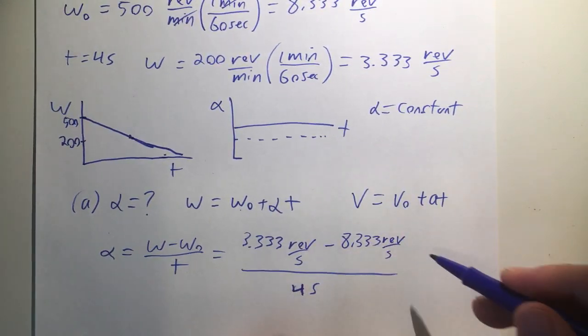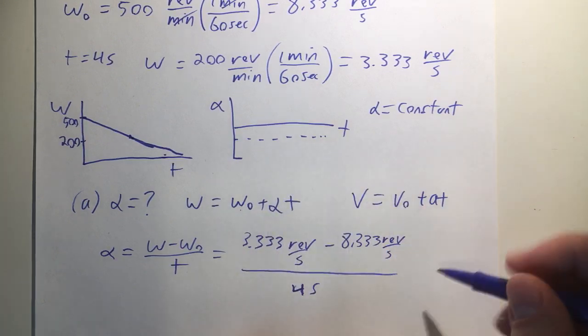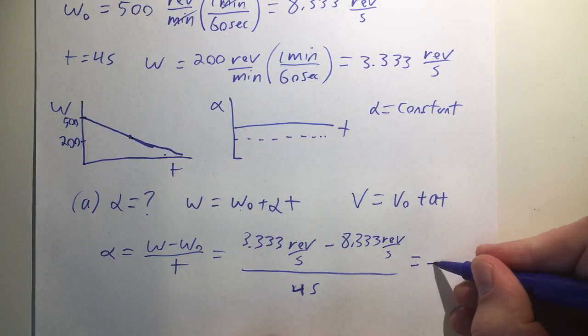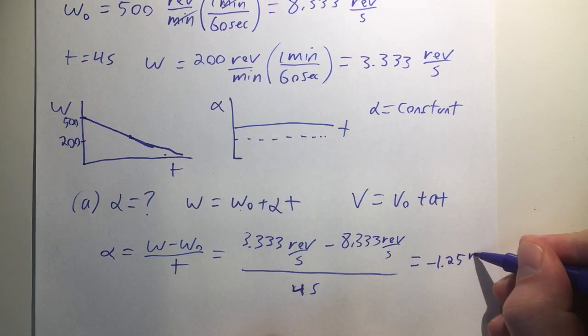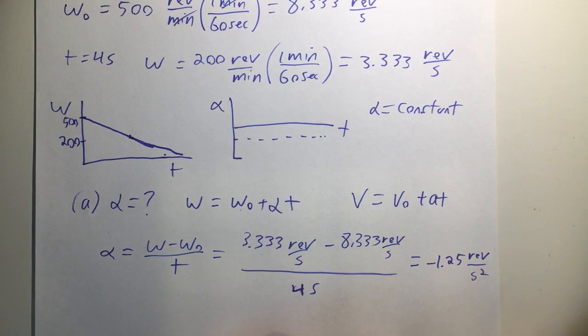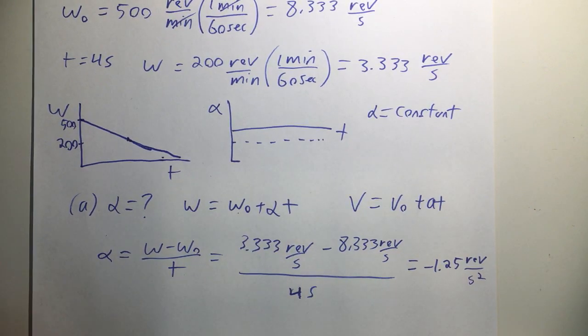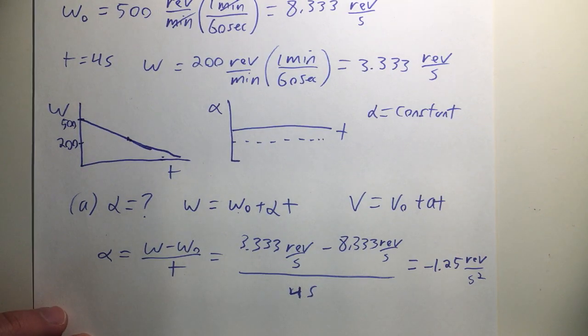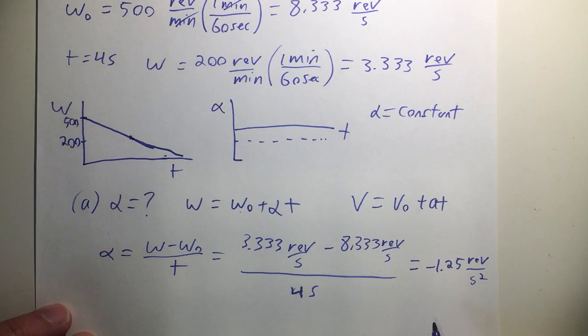I'm obviously going to get some kind of negative number, and that's what I expect, some kind of negative acceleration. I get negative 1.25 revolutions per second squared. Okay, so I have positive angular velocity, I have negative angular acceleration. That means the object is slowing down. Those two vectors are pointing in opposite directions. The change in your angular velocity is negative, right? You're slowing down. Okay, so that's the first part of part A.